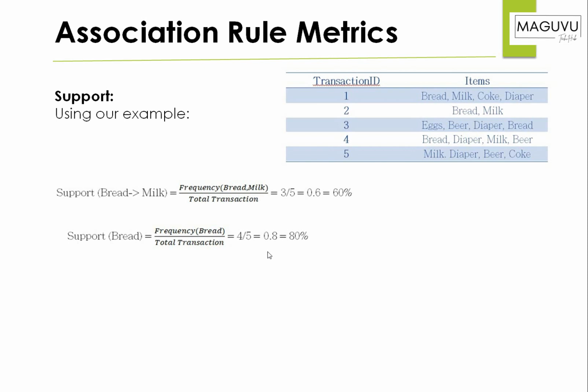Let's also do the same for milk. If we're going to count again the frequency of milk in the whole data set, we find that we have got milk 1, 2, and 3. We have got 4, which becomes 4 divided by 5, and we also get 80% in terms of the support of these item sets.